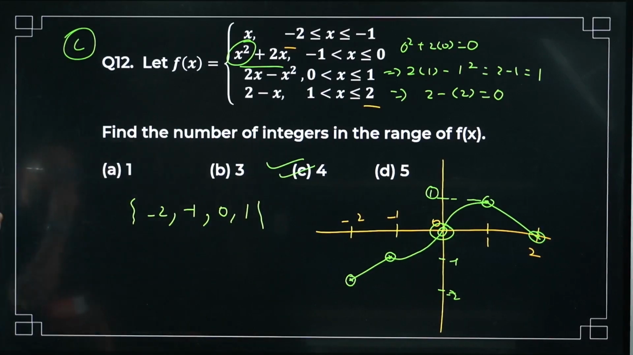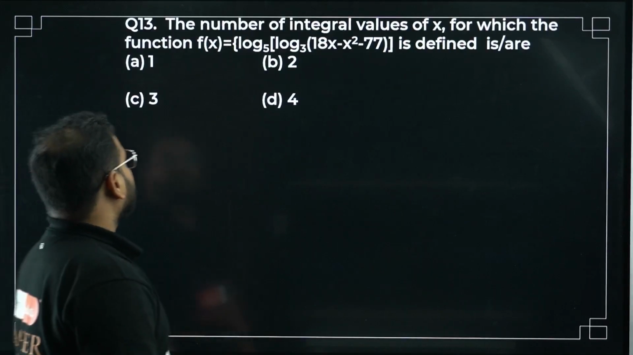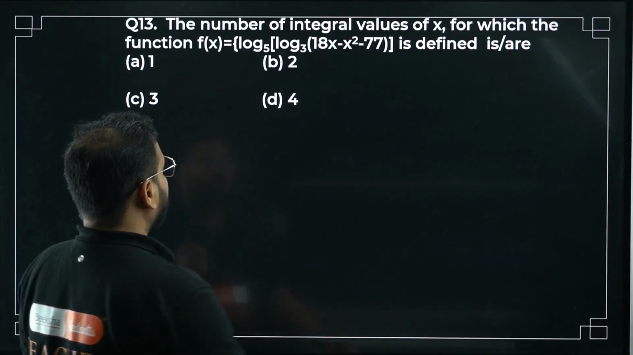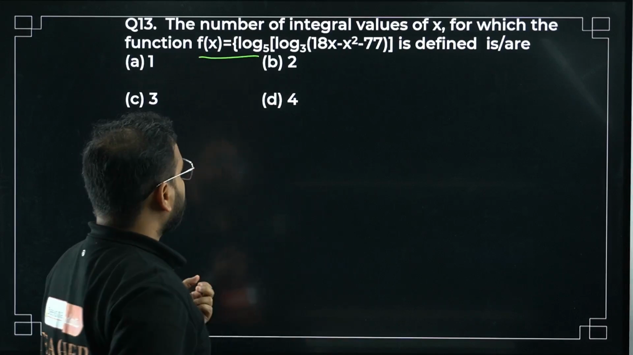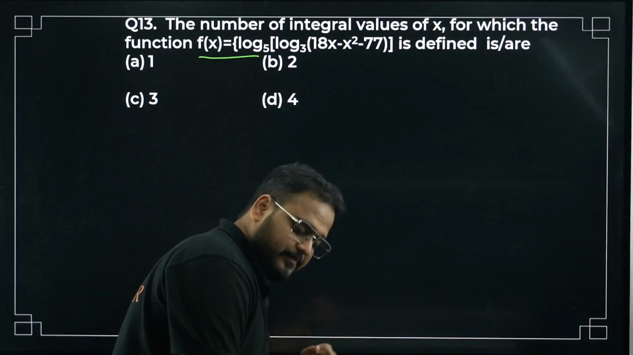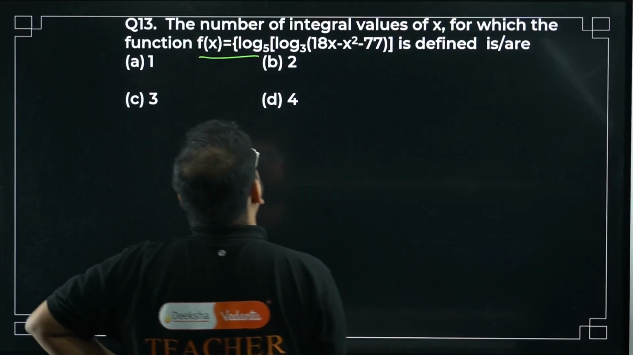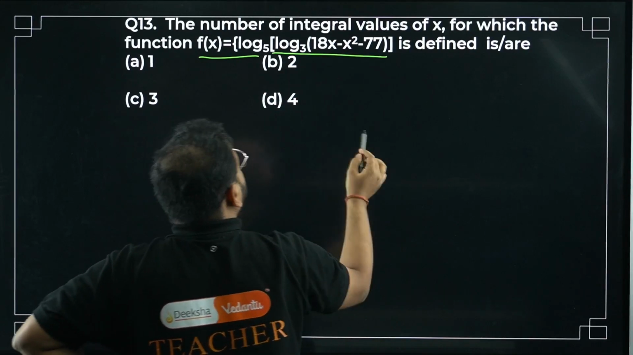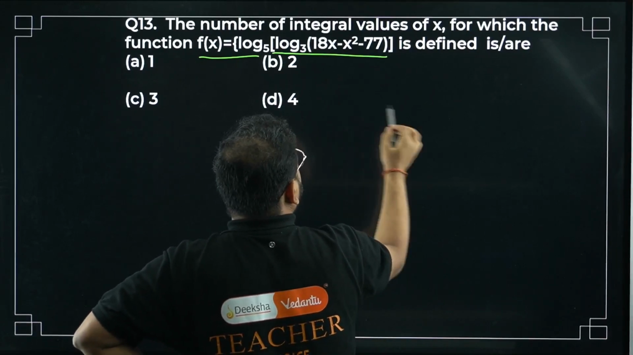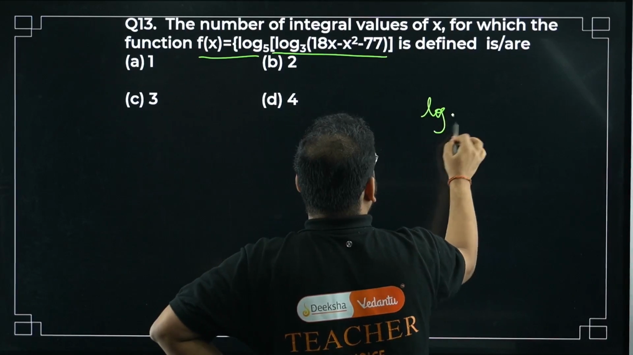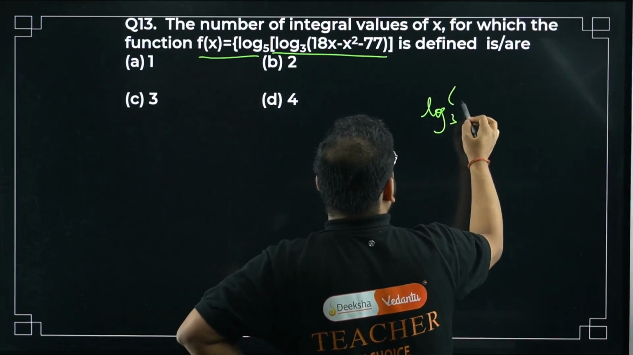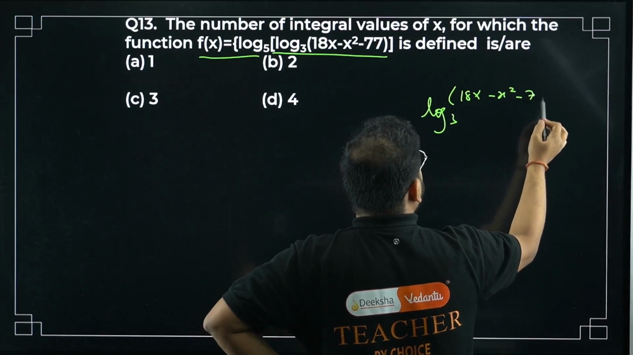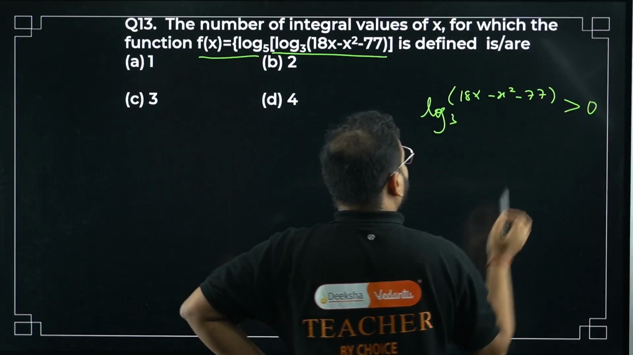Okay, let's go to 13 now. The number of integral values of f(x) for which the function is defined. Logarithmic function has to be positive, so let's find this condition first. What do I get over here? Log of this whole thing with the base 3, 18x minus x square minus 77, should be greater than 0.